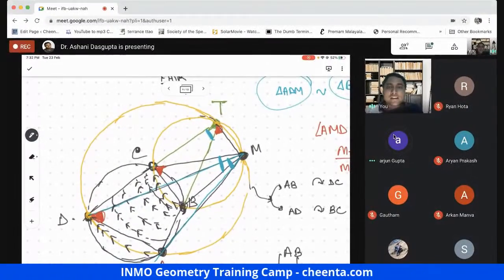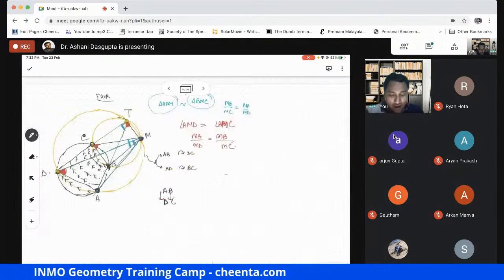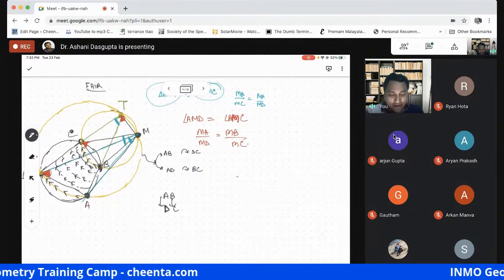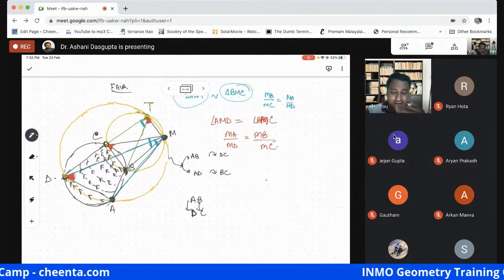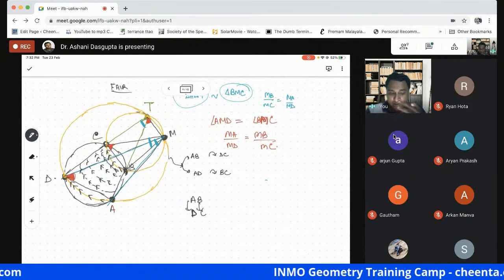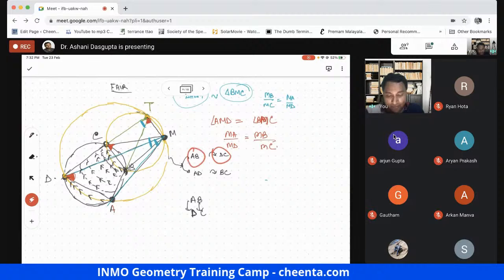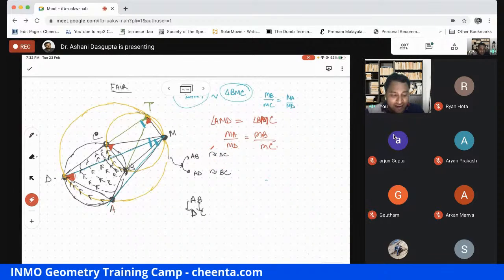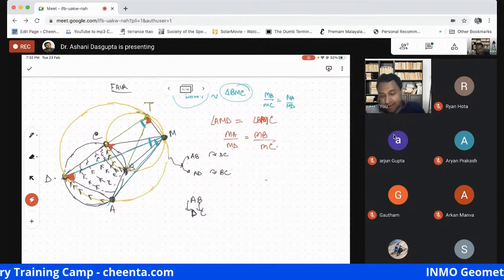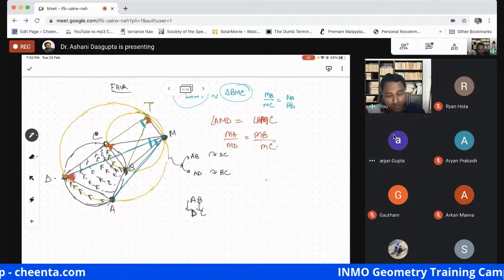Okay. So now coming back to this, we see how AB is floating to DC. We see that AB is floating to DC. How is AD floating to BC? AD, how is it floating to BC?